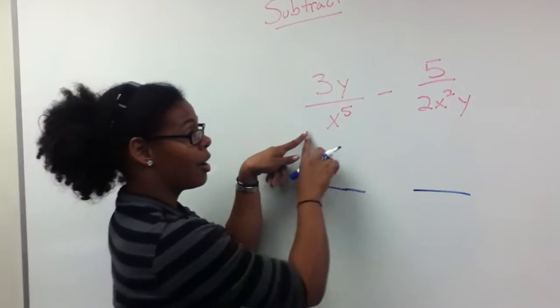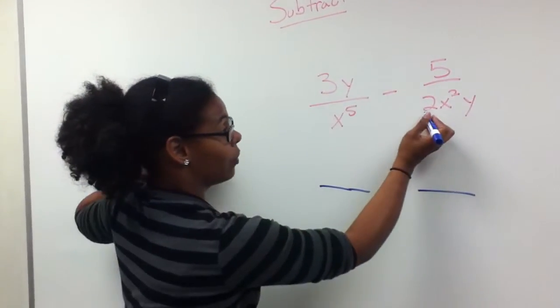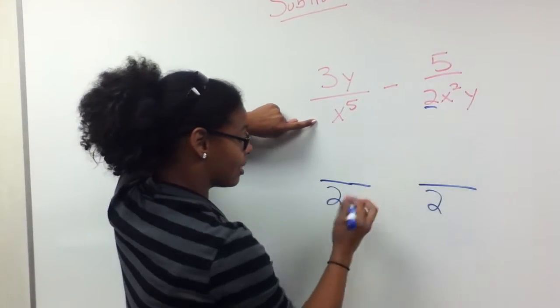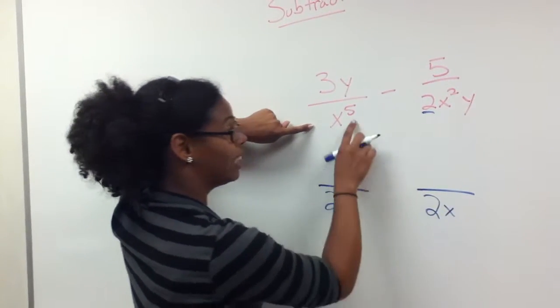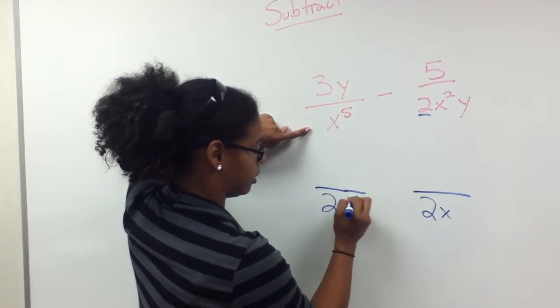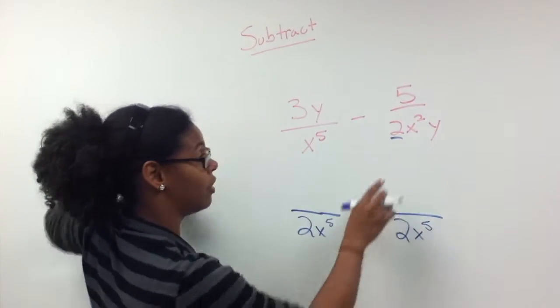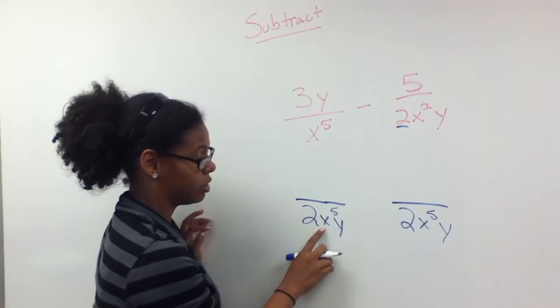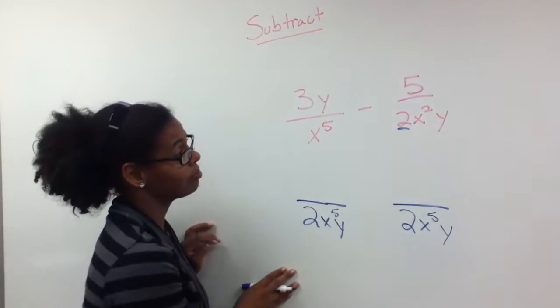So we're going to look at both of these and see what's missing. We know we're definitely going to need a 2 under each of these. We're going to need x. Now the x to the highest power here is x to the 5th. So they're both going to be x to the 5th, and they're also both going to be y. So our common denominator is going to be 2x to the 5th y.